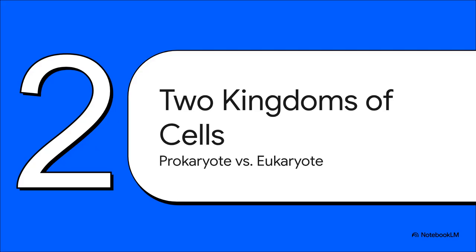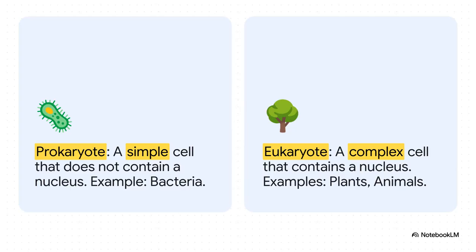All right, Section 2, the 2 kingdoms of cells. So here's where it gets interesting. We've established that all life is made of cells, but it turns out there's a huge fork in the road. Not all cells are created equal, not by a long shot. Basically, the entire cellular world is split into these 2 giant kingdoms. You've got your prokaryotes on one side. Think of these as the simple, minimalist cells like bacteria. Their DNA just kind of floats around freely inside.